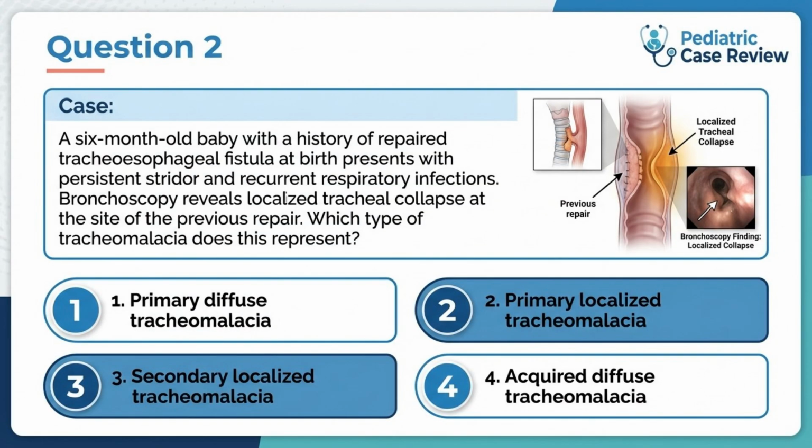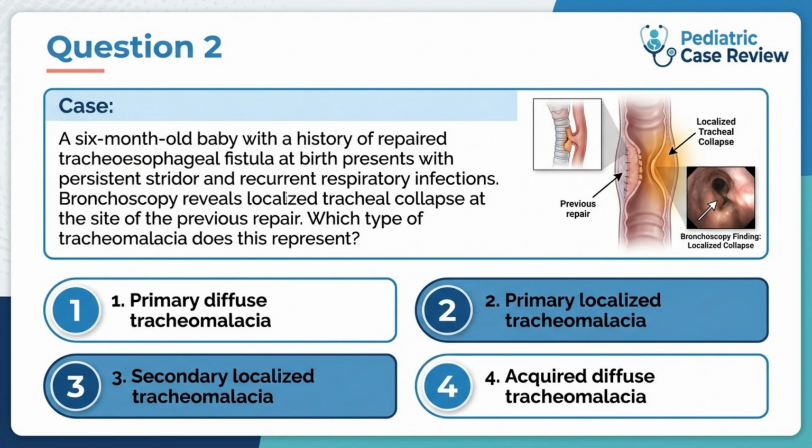Case number 2. A 6-month-old baby with a history of repaired tracheoesophageal fistula presents with persistent stridor and recurrent respiratory infections. Bronchoscopy reveals localized tracheal collapse at the site of the previous repair. Which type of tracheomalacia does this represent?